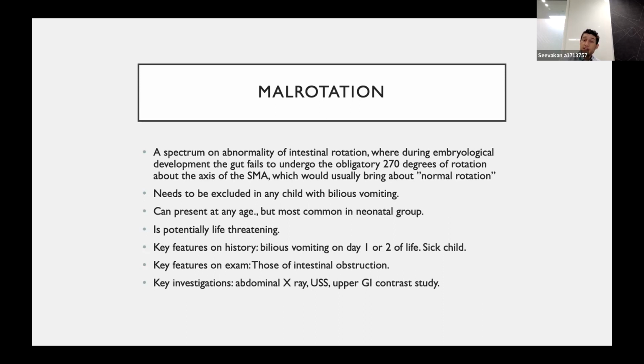Key investigations are an X-ray to demonstrate the obstruction, an ultrasound, and then everywhere else an upper GI contrast study, but at this center, ultrasound. The X-ray findings will be a big dilated stomach and a paucity of gas in the small bowel, because gas might get through to maybe the duodenum, but then it can't get past there because that's the point of obstruction. So you'll sometimes look at an X-ray and think, oh, I can't see any big dilated loops of intestine, everything's fine. But that's because you can't see anything in the small bowel.